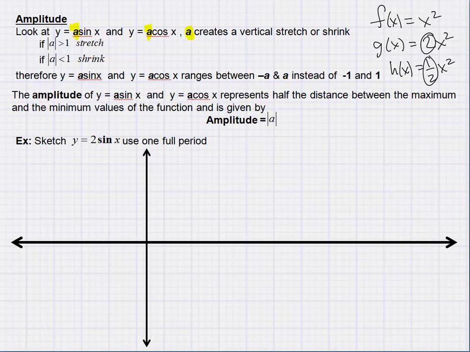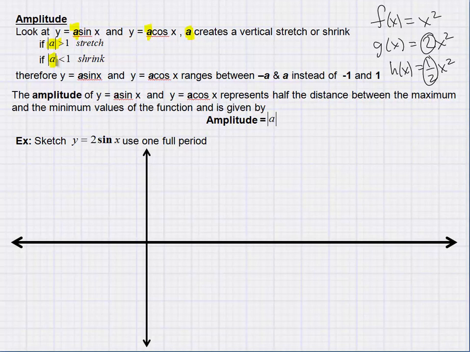Well, it's the same thing it's going to do with these functions, right? If this value a is greater than 1, it's going to stretch it vertically. If a is less than 1, then we shrink it. Now we're looking at the absolute value of a, because if a is negative, we've also talked about what that does. That would flip the graph over the x-axis. So we don't want to talk about flipping it. We only want to purely talk about how this number would affect the vertical height, so stretching or shrinking.